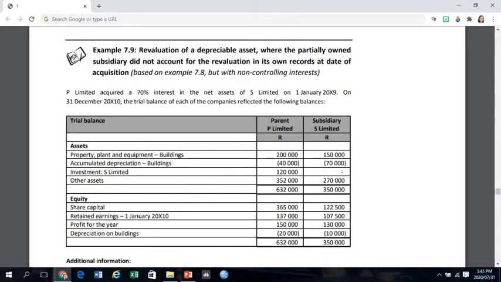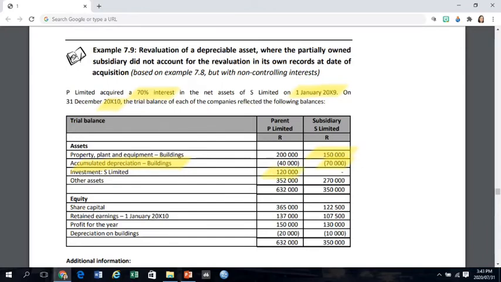P Limited acquired a 70% interest, so I have NCI of 30% in the net assets of S Limited on 1 January 20X9, being my acquisition date. On 31 December 20X10, please read carefully. The trial balance of each of the companies reflected the following balances. I have property, plant and equipment buildings, 150,000 Rand, and accumulated depreciation buildings, 70,000 Rand. The investment in S in the books of the parent is 120,000 Rand.